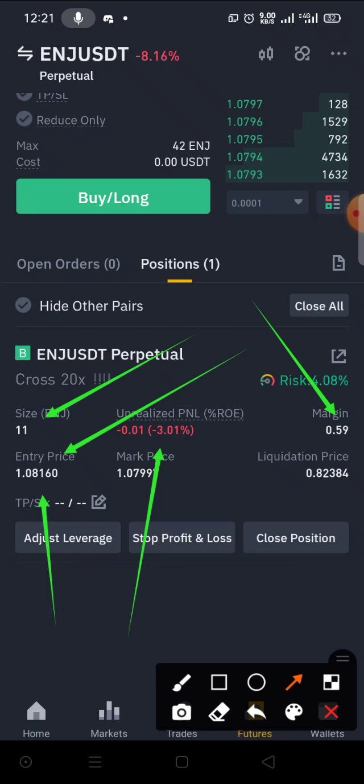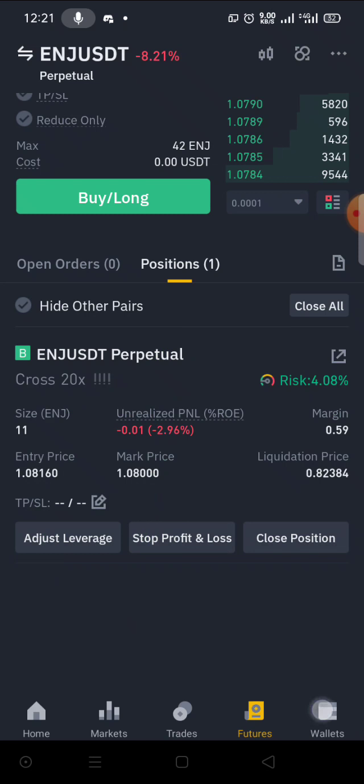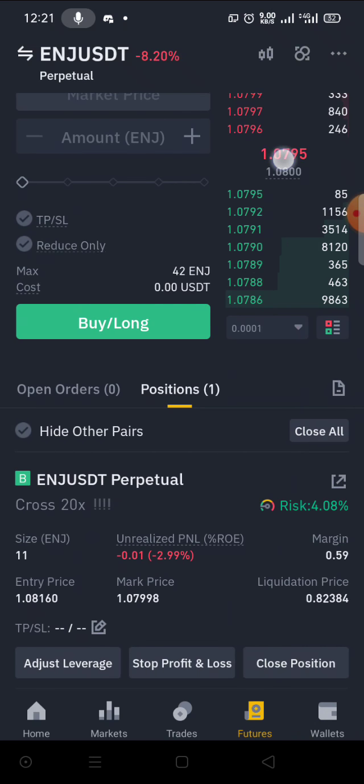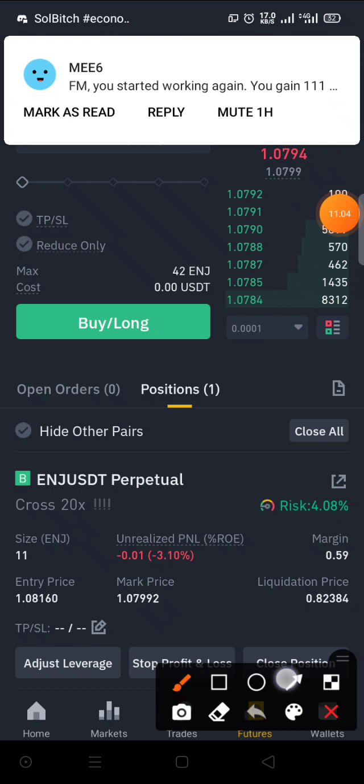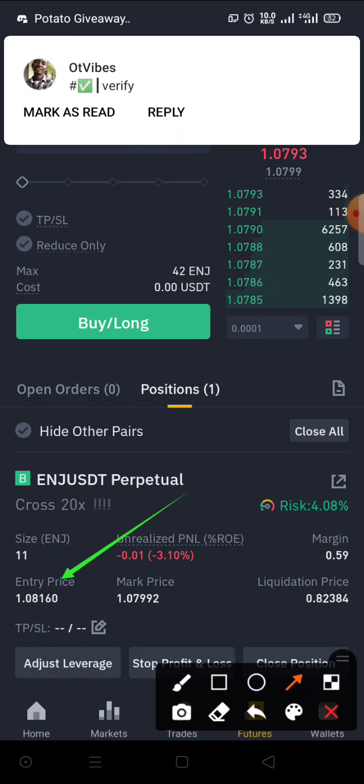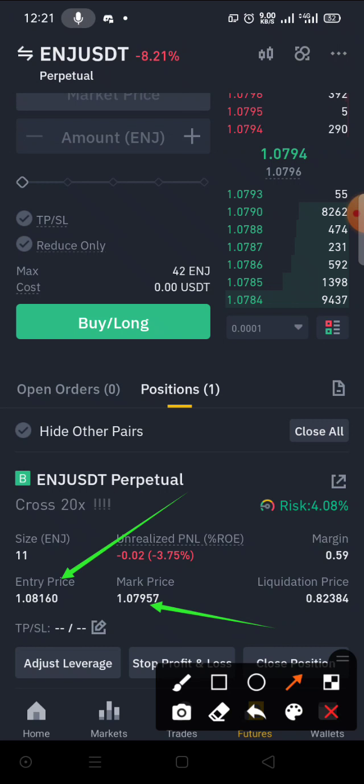Now let me go back and show something. Let me bring it down. Here's the market price. So I entered this market when it was 1.0816, and the current market price of the coin is this now. I want you to understand all this. We might talk about this later, might not, but I will definitely hit all these points as we progress in this class.